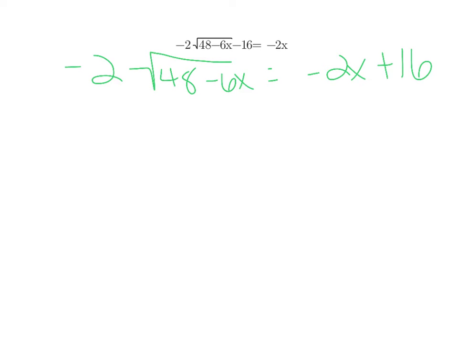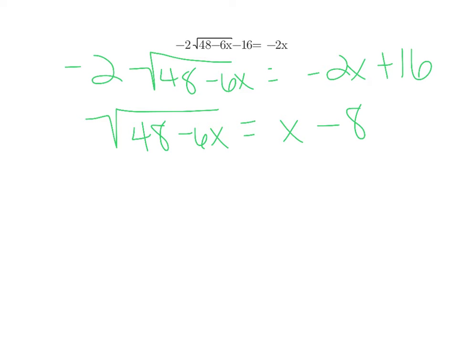But the radical is still not isolated because I am multiplying it by negative 2. So I need to also divide my equation by negative 2. So I get the square root of the quantity of 48 minus 6x equals x minus 8.